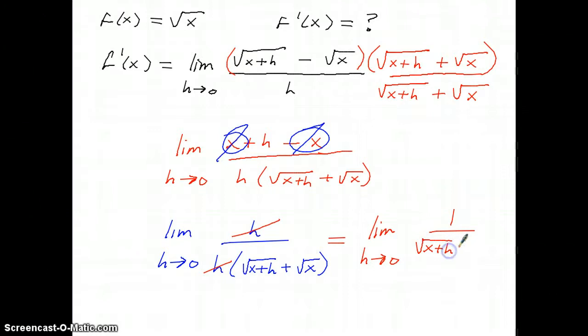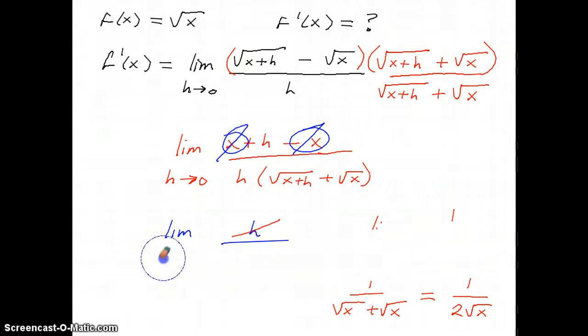of 1 over the square root of x plus h plus the square root of x, and there's nothing else we can do here except to just plug in h equals 0, and so we end up with 1 over the square root of x plus 0, which is just the square root of x plus the square root of x. And these are like terms, and so we can combine them, and we can write 1 over 2 root x. And that is the derivative of that particular function.